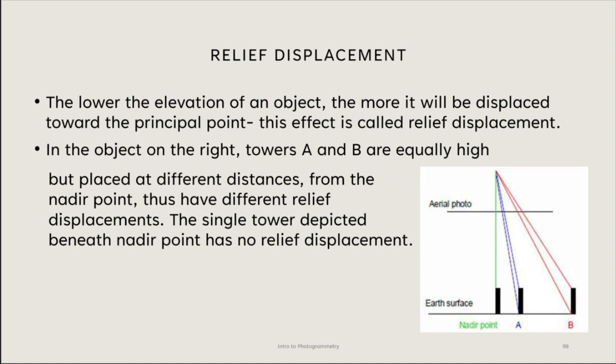Relief displacement is important. The higher the elevation of an object, the more it will be displaced away from the principal point. This effect is called relief displacement. In the object on the right, towers A and B are equally high, but placed at different distances from the nadir point, thus have different relief displacements. The single tower depicted beneath the nadir point has no relief displacement.